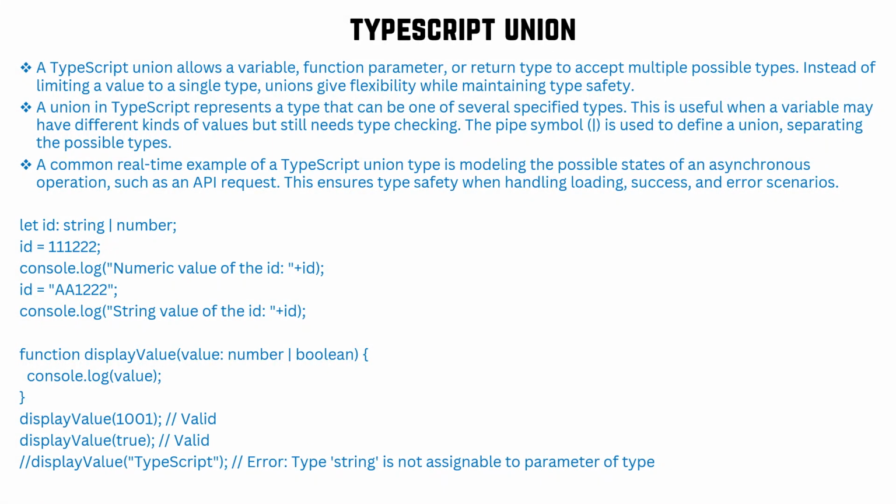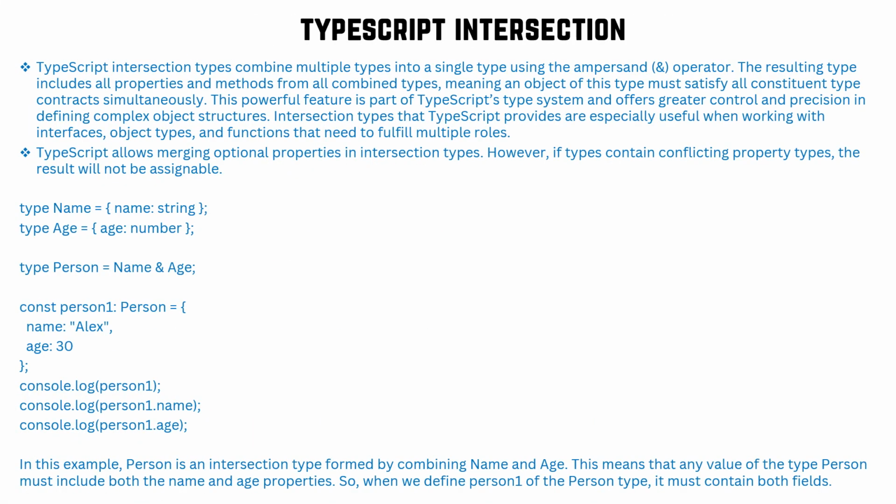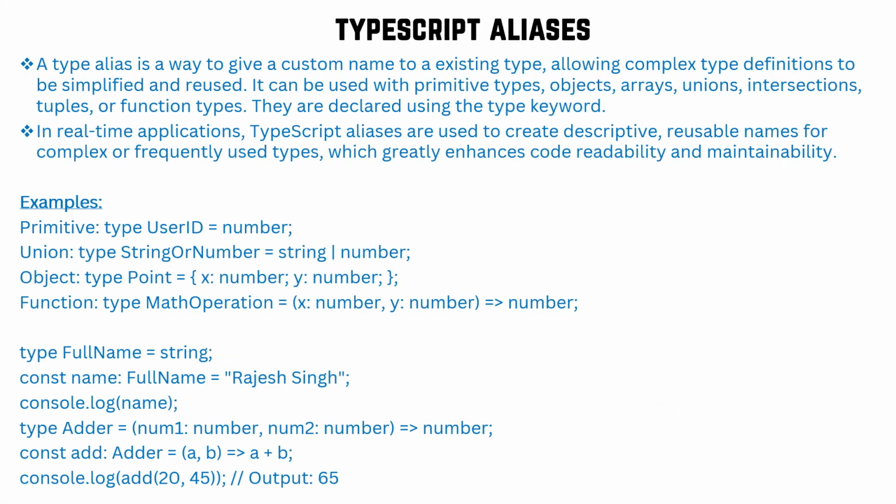Intersection is the type that combines multiple types into a single type using the ampersand operator. The resulting type includes all properties and methods from all the combined types, meaning an object of this type must satisfy all constituent types. Then we have aliases, which are a way to give a custom name to an existing type, allowing complex type definitions to be simplified and reused. It can be used with primitive types, object, array, union, intersection, tuples, function types.